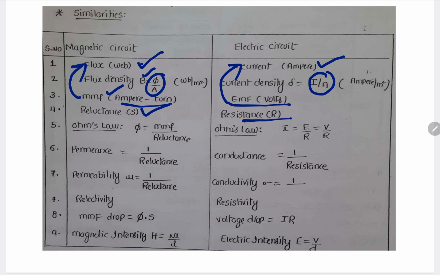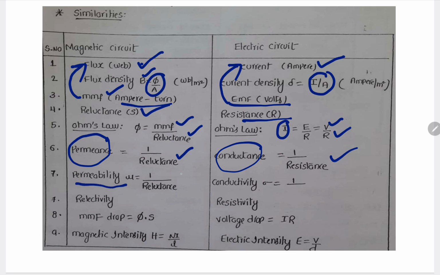Ohm's law for the magnetic circuit: flux is equal to MMF by reluctance. Ohm's law for the electric circuit: current is equal to voltage by resistance. Permeance is the reciprocal of reluctance, and conductance is the reciprocal of resistance. Permeability mu is equal to 1 by reluctance, and conductivity sigma is equal to 1 by resistance.